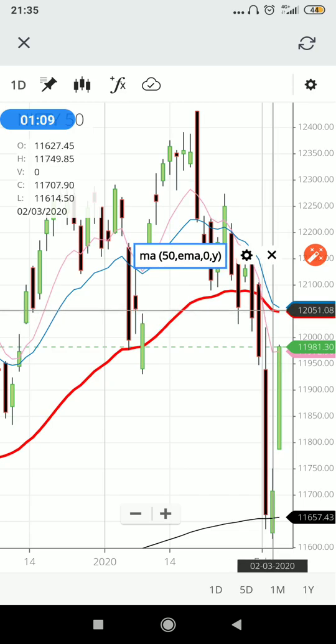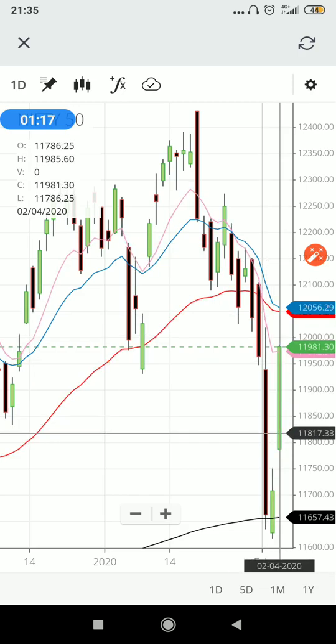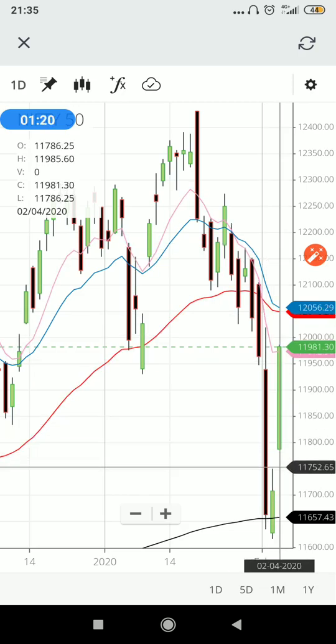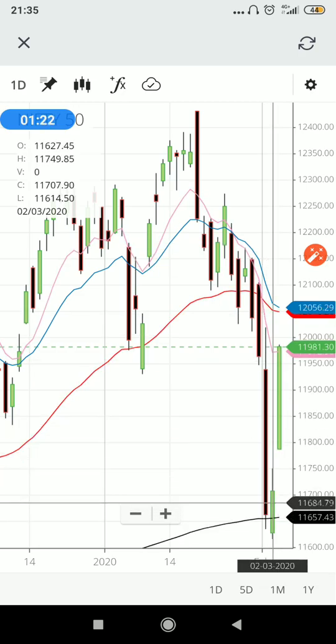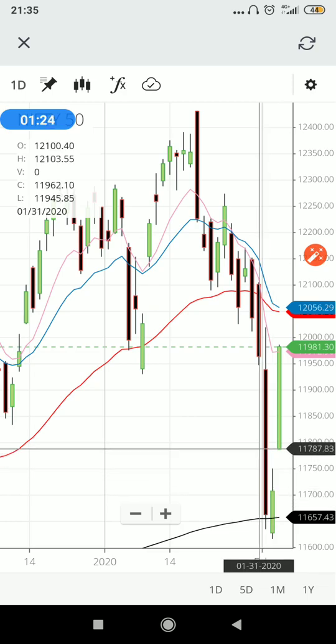So this 12,050 level, 52, 60, 70, this zone is going to be critical in the next few days. And on the downside, 11,780 and then 11,600 is going to be critical in the next few days. Okay, so this is about the price.